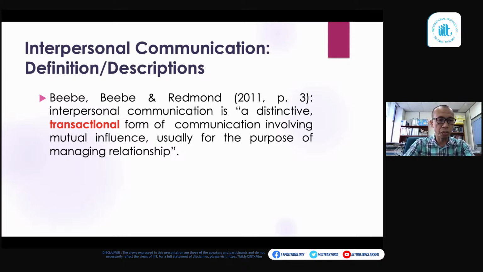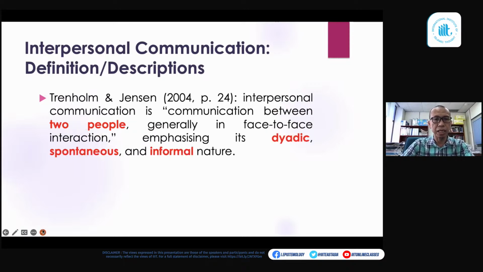And then let's go with another one. This one is by Trenholm and Jensen, 2004, page 24. The acronym is IPC. IPC is communication between two people, at least. That is the smallest unit, two individuals, two participants. Remember this definition was developed years before we had new media technology, for example social media, WhatsApp, or even Zoom or Google Meet or whichever platform, emphasizing its dyadic, two-way interactions, spontaneous and informal nature. Those are some of the key components of IPC highlighted by these two scholars.